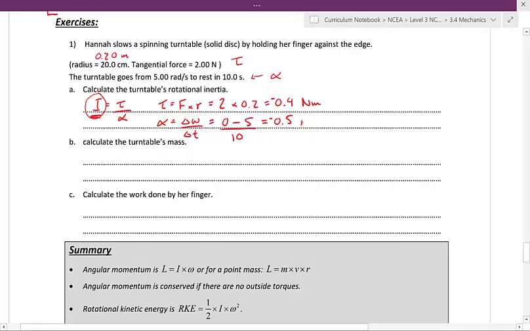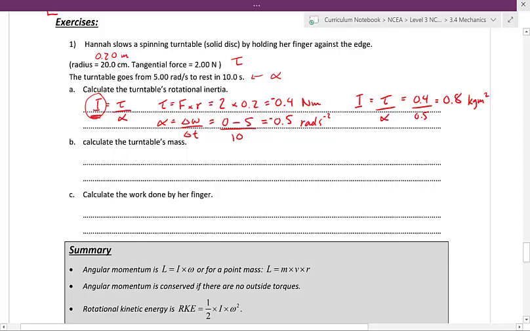So this is in radians per second squared, and then we note that I is equal to tau over alpha, which is 0.4 over 0.5, which is 0.8 kilogram meters squared.